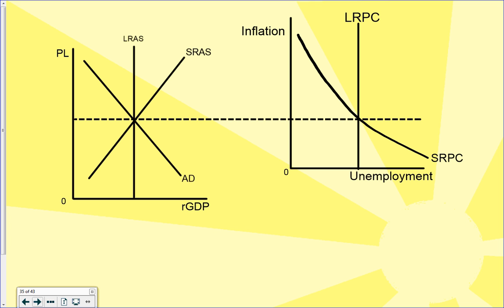Good question, Mike. Is a long run line allowed to touch the other graph? Yes. There's only two long runs: long run aggregate supply and long run Phillips curve. Those are the only two lines that do touch, because they're the only long run anythings.